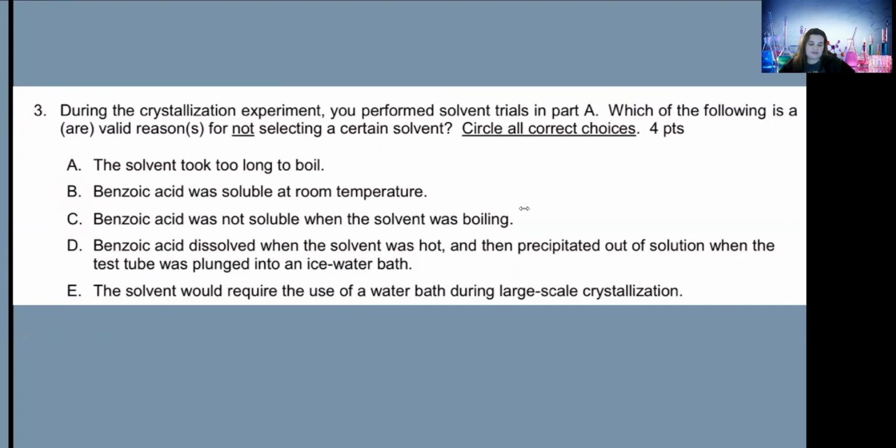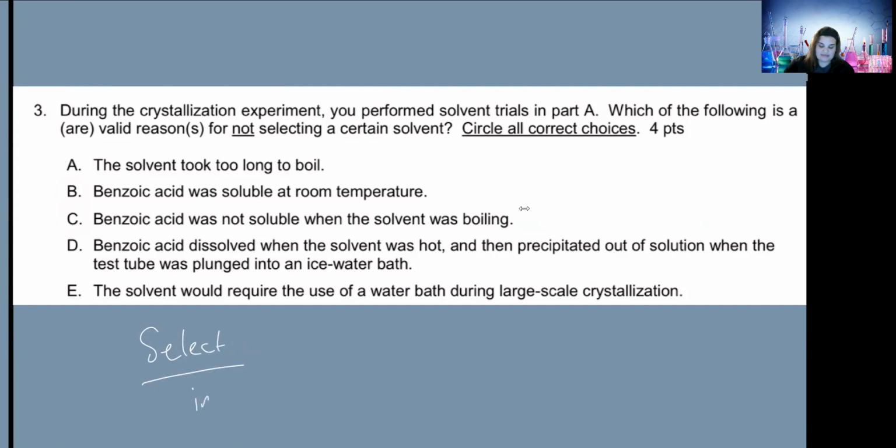Alrighty. During the crystallization experiment, you performed solvent trials in part A. Which of the following is a valid reason for not selecting a certain solvent? Ooh, so now they want to know why we wouldn't select a solvent. Well, we know in order to select a solvent, you want it to be what? Sorry, what am I saying? We're going to write down reasons why we would select a solvent.